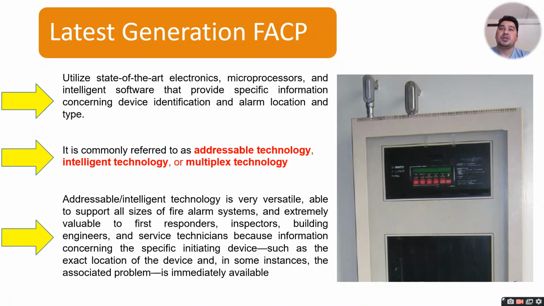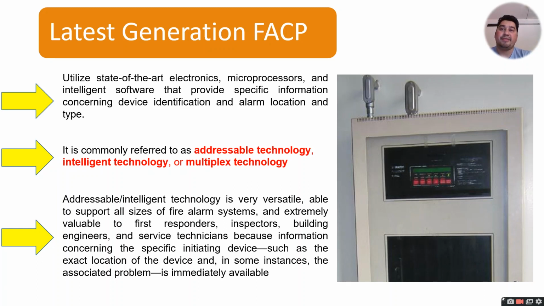Now, this is the latest generation fire alarm control panel. It utilizes state of the art electronics, microprocessors, and intelligent software that provide specific information concerning device identification, alarm location, and type. This is the new generation fire alarm control panel. It will tell you the location of any defect and the identification of the device also, and other specific information it will also show you on the display.